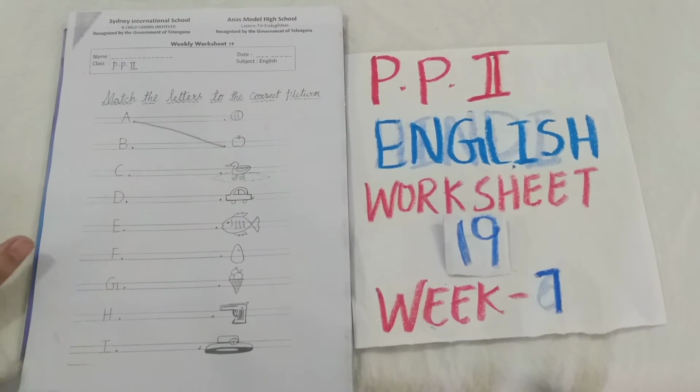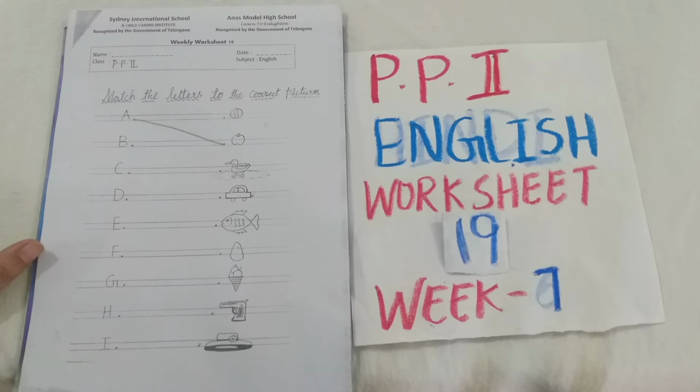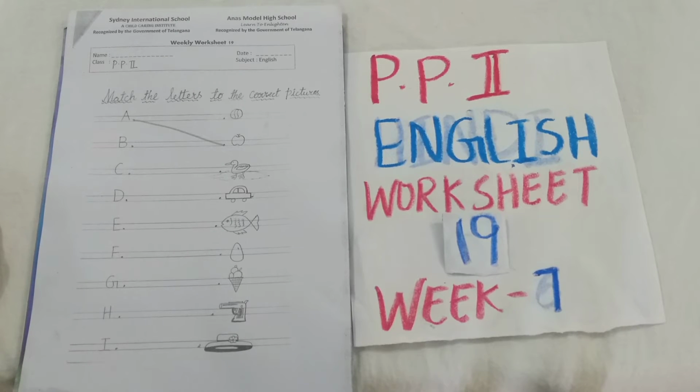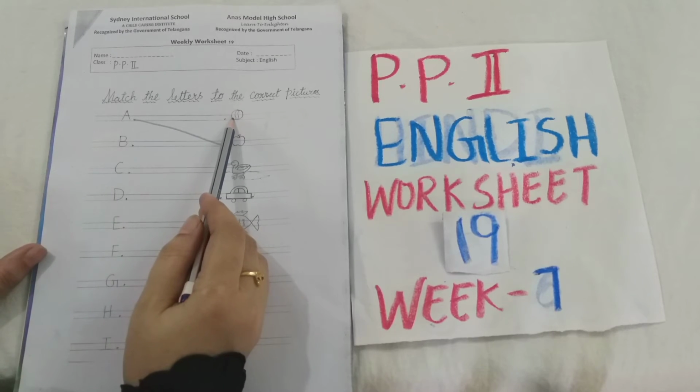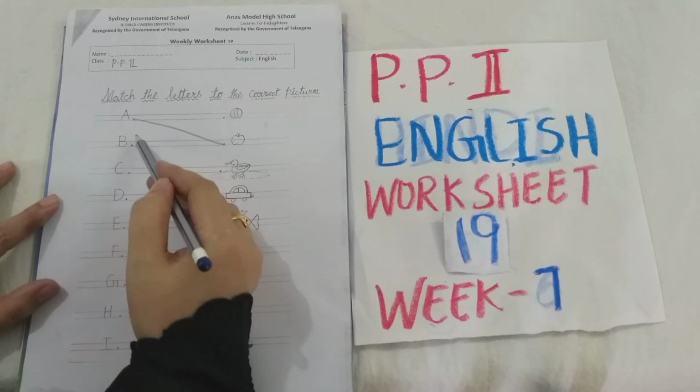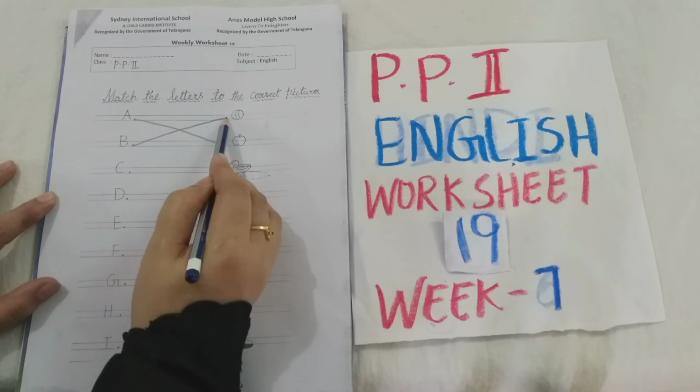Next, B. B for car? No. B for egg? No. B for ball. Ball is the correct picture. So see there, where is the ball picture? Here is the ball picture. So there only you have to match like this.